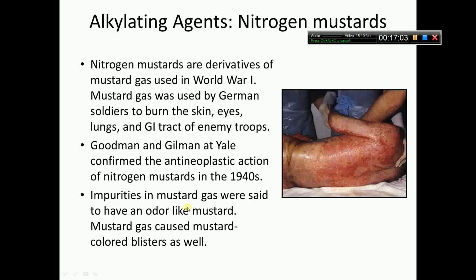The reason why they called it mustard gas, they claim, if you read about it, different sources claim it has an odor like mustard, from some of the impurities in the gas, and it also causes mustard-colored blisters.